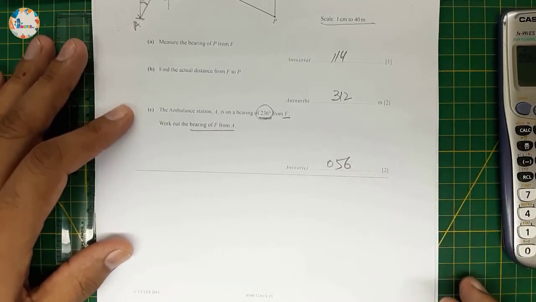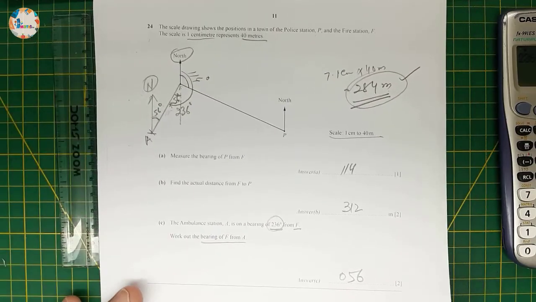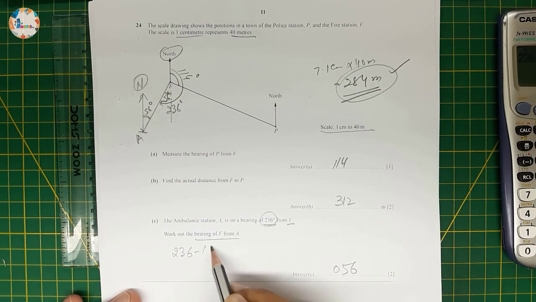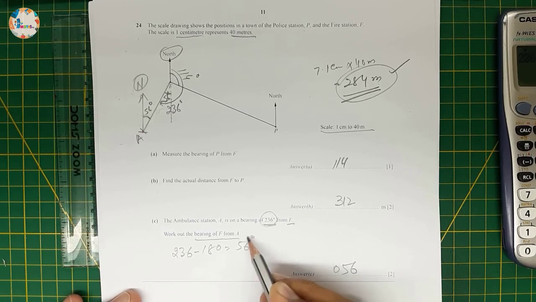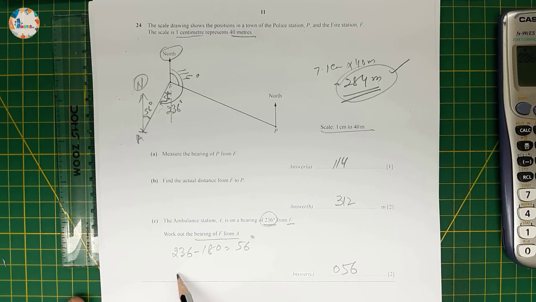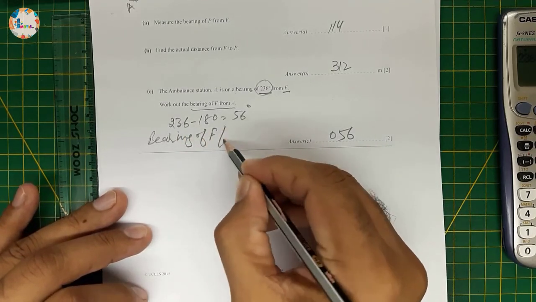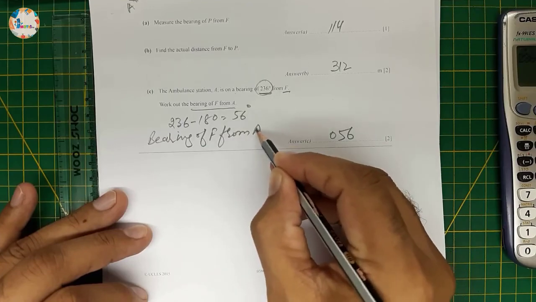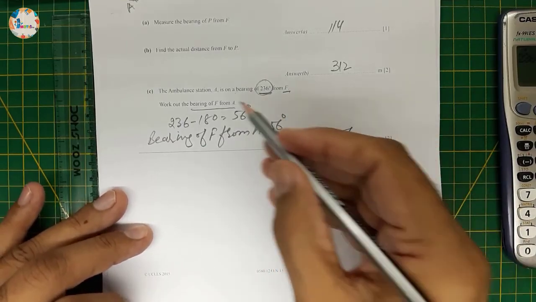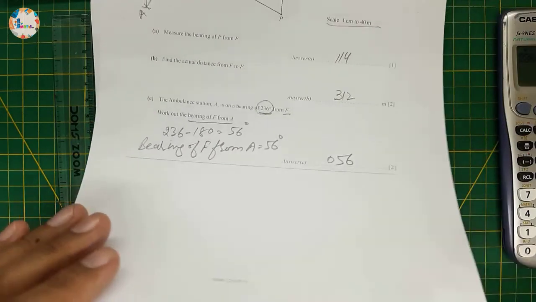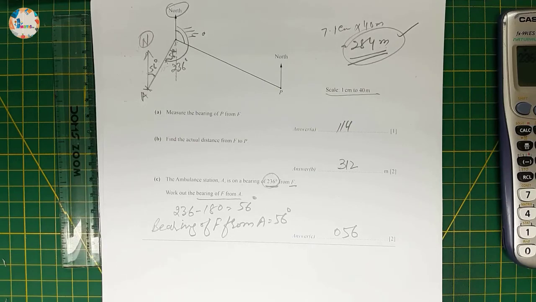You can write here the answer as 056 basically. And this is the working which we have shown on the drawing, and we can write here also that 236 minus 180 is equal to 56 degrees, and the bearing of F from A will be equal to 56 degrees, and I've explained this on this diagram as well. Hopefully you got this. We are done with the paper, and hopefully you understood each and everything.